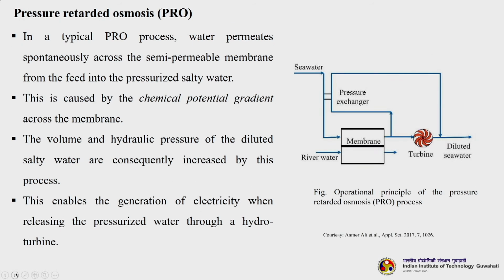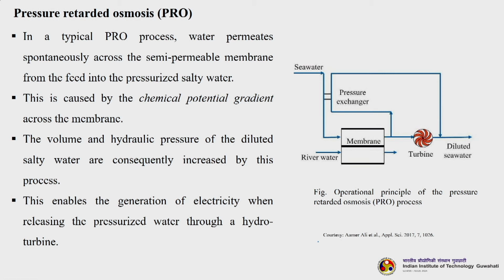Now let us understand what PRO, or pressure retarded osmosis, is. This is one of the classic examples of a membrane system itself being used to generate electricity. Let us understand how it happens. In a typical PRO process, water permeates spontaneously across the semi permeable membrane from the feed into the pressurized salty water.